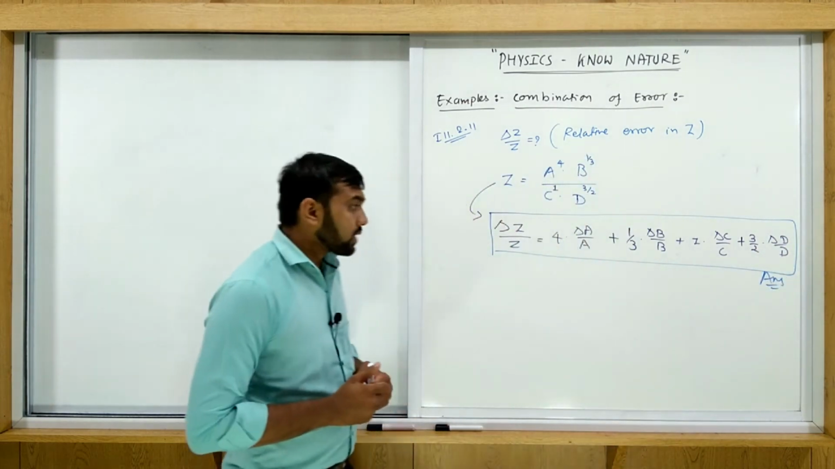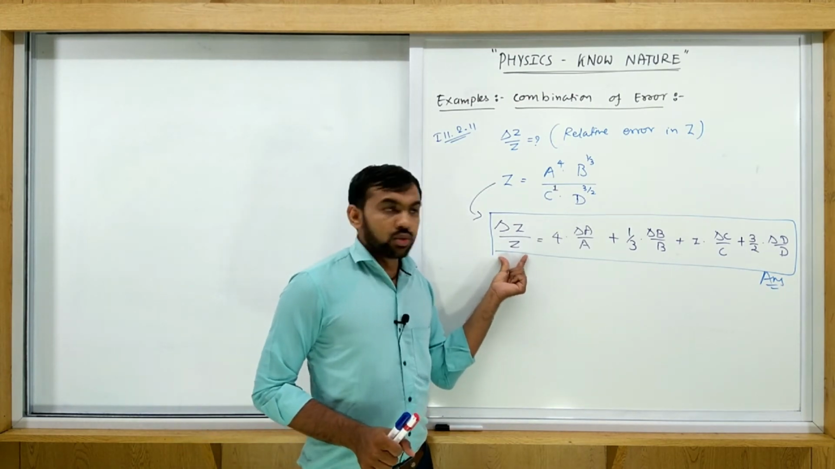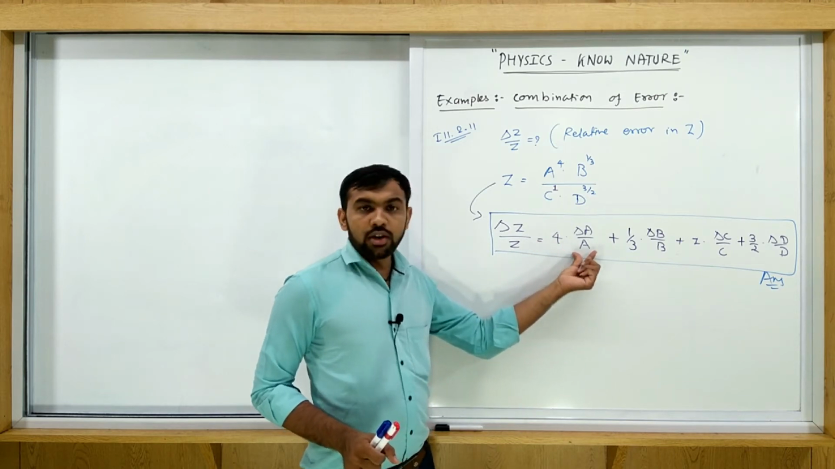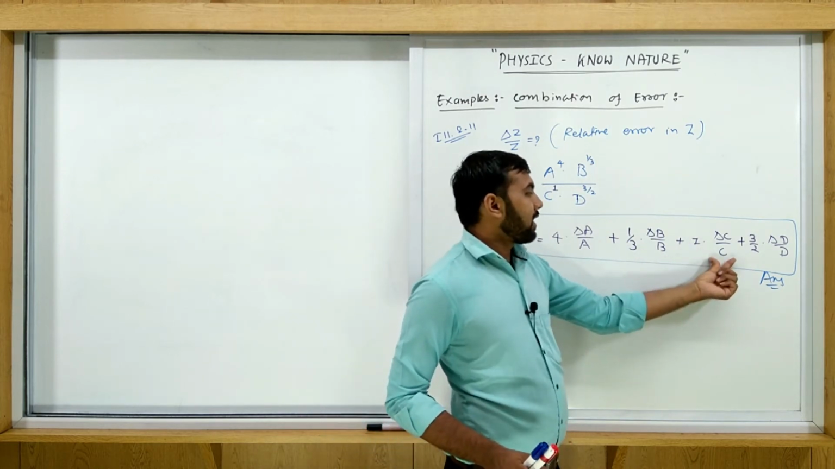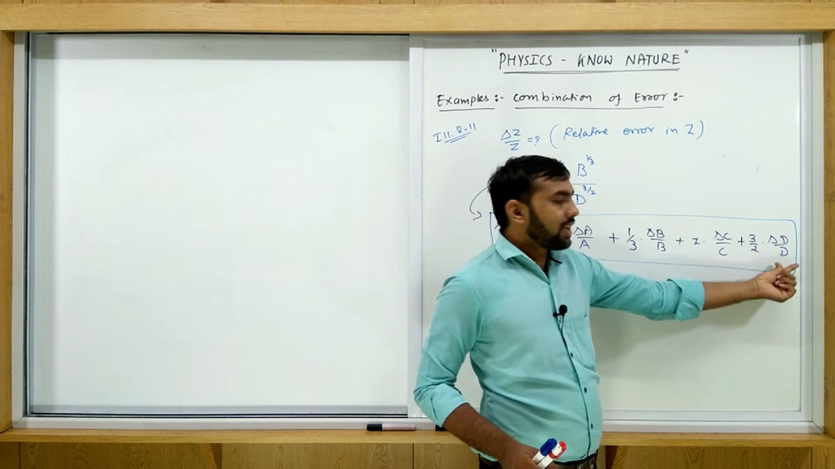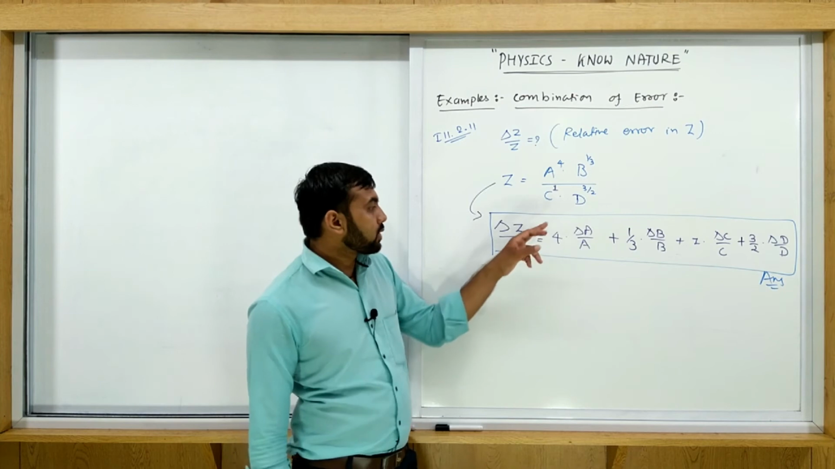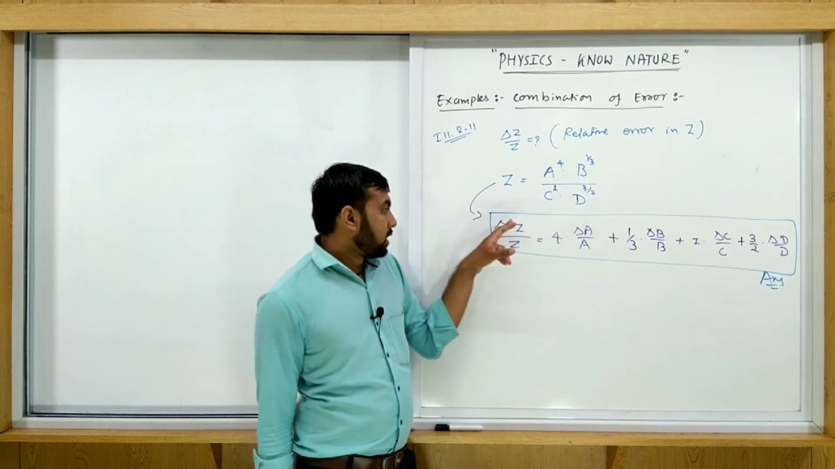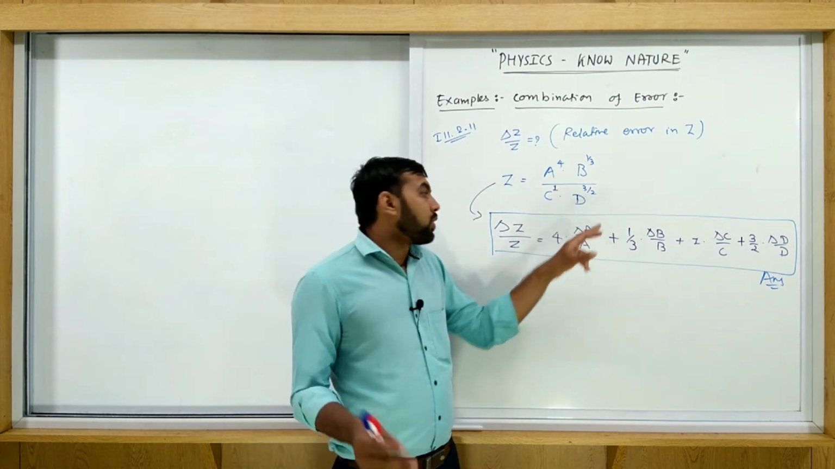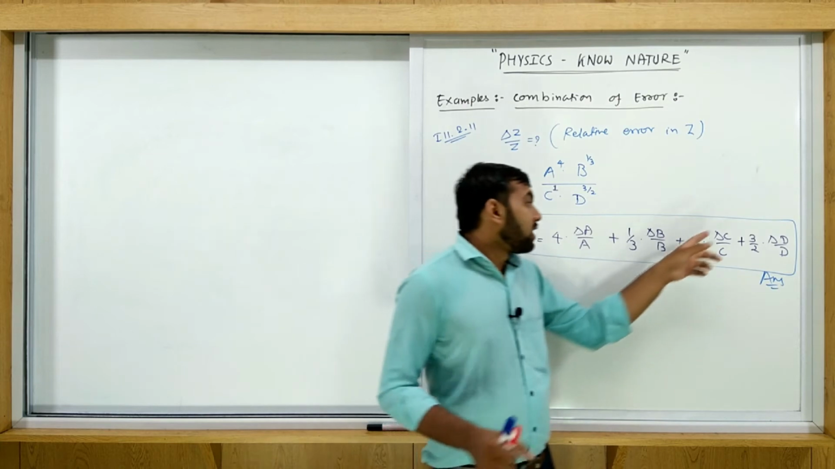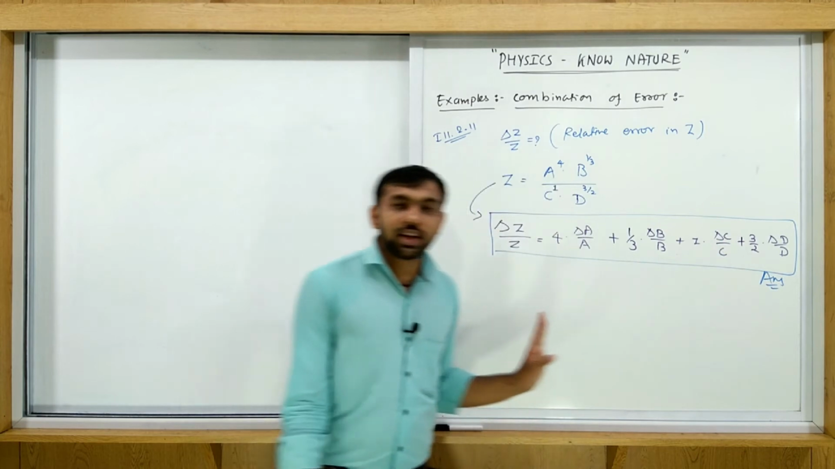How do we write this answer? The relative error in a resultant quantity is equal to power into the relative error of the first quantity plus power into the relative error of the second quantity plus power into the relative error of the third quantity plus power into the relative error of the fourth quantity. Means power is multiplied by the relative error. Relative error means the change upon original. Delta Z upon Z, relative error in Z. Delta A upon A, relative error in A. Delta B upon B, relative error in B. Delta C upon C, relative error in C, and delta D upon D, relative error in D.